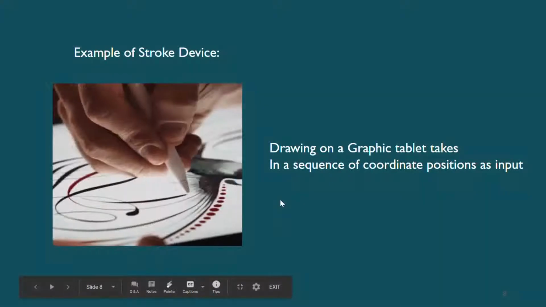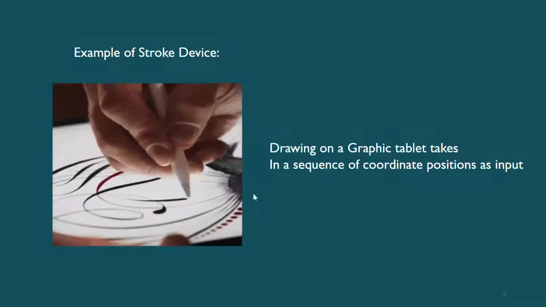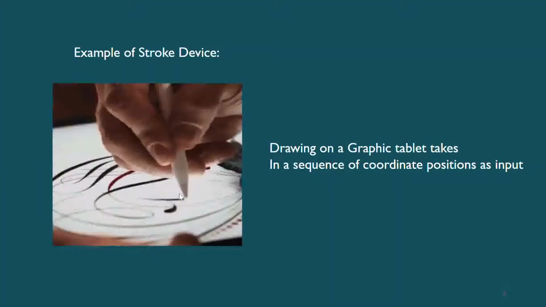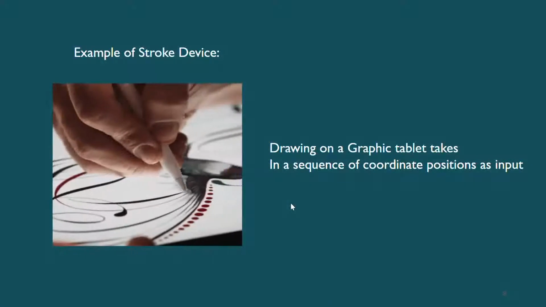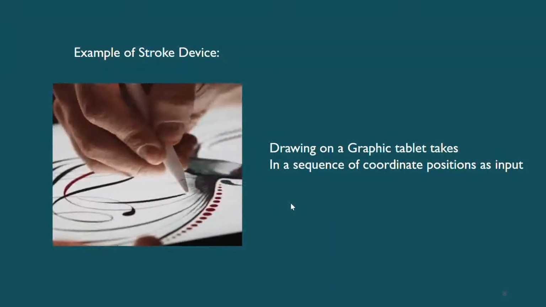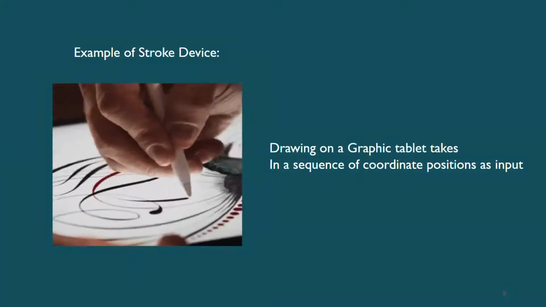Here we can see a very good example of a stroke device. You're drawing on a graphic tablet, starting from point A to point B. So this is taking in a series of input coordinate positions. Okay, so this is a stroke device.